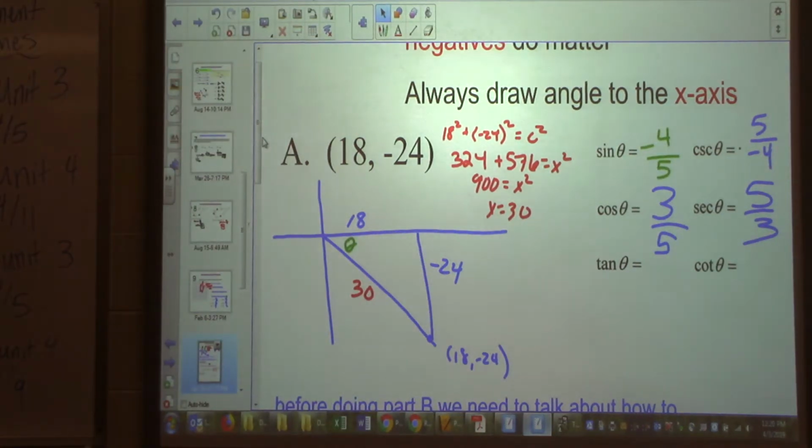Cosine, 3 over 5, which means secant is 5 over 3. I need someone to put the last one up.